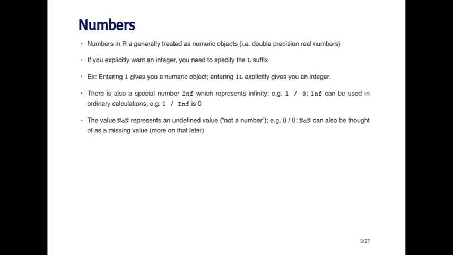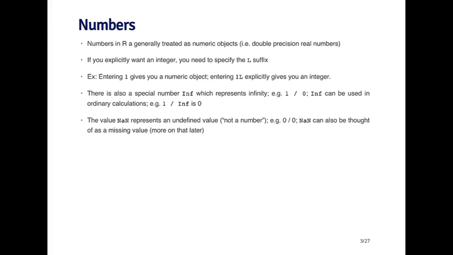Perhaps the most important type of object in R, of course, is the number. Numbers in R are generally treated as what are called numeric objects. Pretty much all numbers are treated as double precision real numbers. So even if you're looking at a number like 1 or 2, R thinks of those numbers as numeric objects. There is a way to explicitly say you want an integer, and you can specify the capital L suffix. For example, if you just enter the number 1 in R, that gives you a numeric object, but entering 1 with a capital L next to it explicitly gives you an integer. This distinction is not very important right now, but it will become important later.